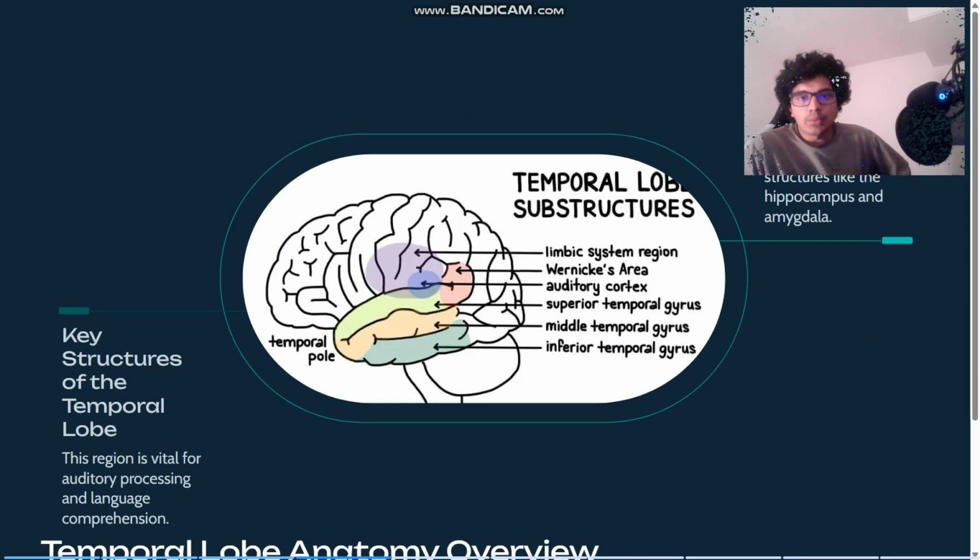So the temporal lobe substructures involve the limbic system, which consists of the amygdala in that regard, Wernicke's area, auditory cortex. It doesn't literally consist of the amygdala, but it's more so that the amygdala plays a role in the limbic system. Just wanted to clarify that. Then the auditory cortex, the superior temporal gyrus, the middle temporal gyrus, and the inferior temporal gyrus.